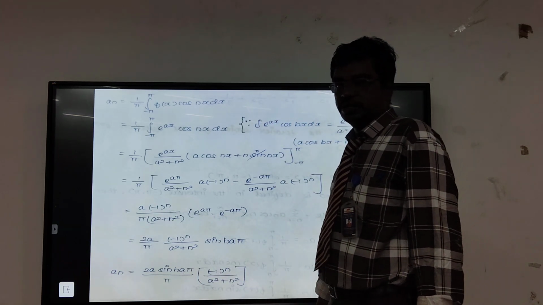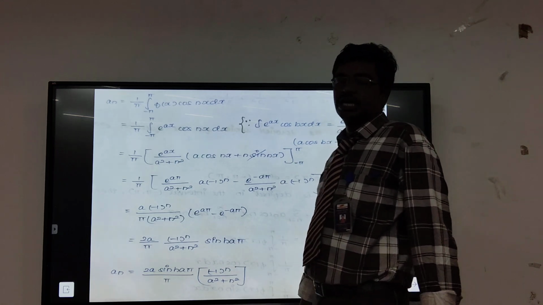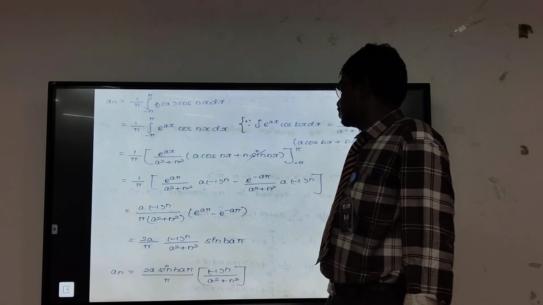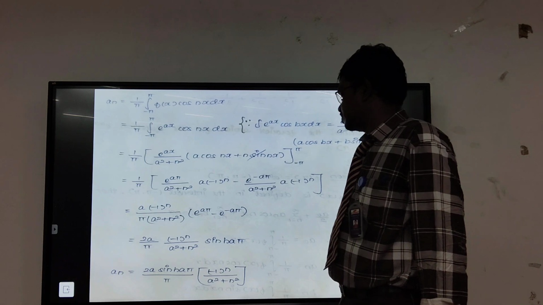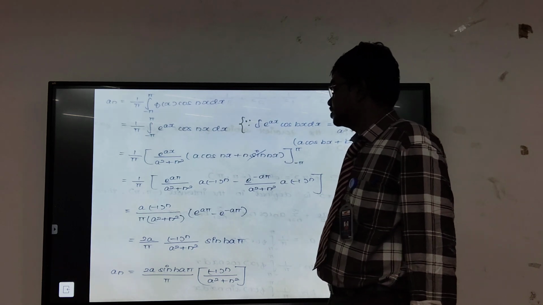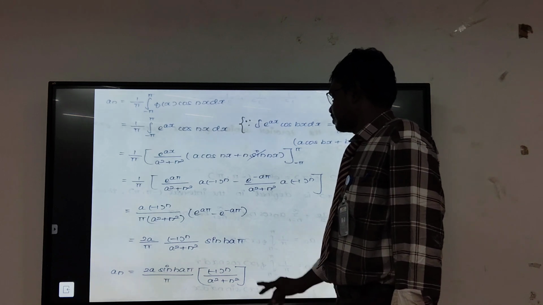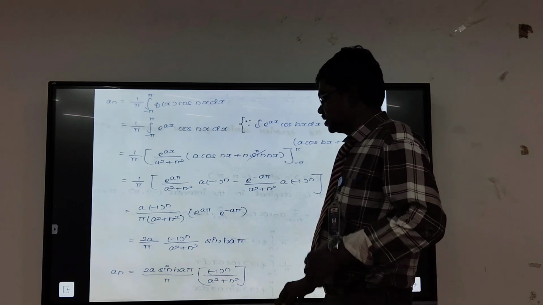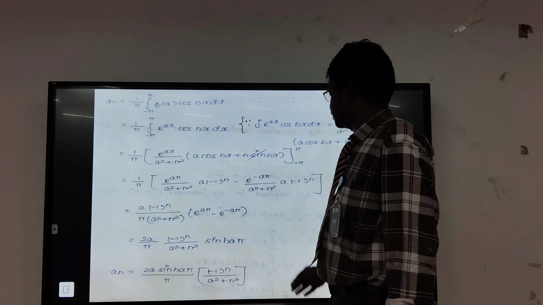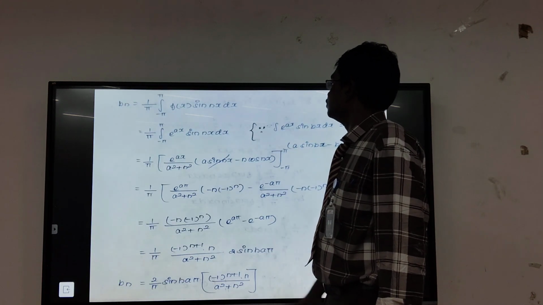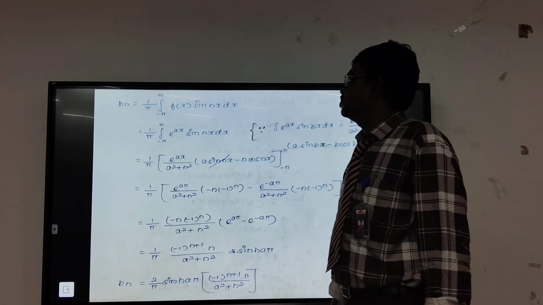So n is variable. So I will take and separate the n variable on the left side. So minus 1 power n by a square plus n square. That is, a n equal to 2a sin hyperbolic a pi by pi, minus 1 power n by a square plus n square. We can now find out the bn value.